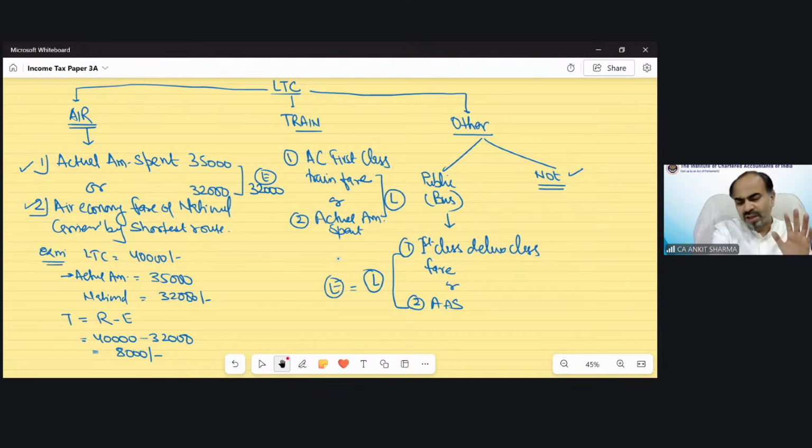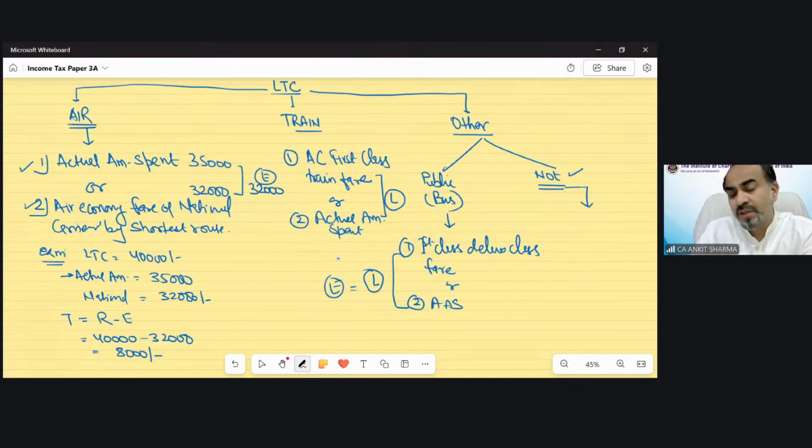So you can see in all these 3 provisions till now, one is actual amount spent and the other depends on what kind of LTC you have received. If it is via aircraft, you need to take the economy fare of national carrier and lower is going to be exempt. If it is via train, you need to take the AC first class train fare. If it is by other than train public transport, the first class deluxe class fare you need to take for the purpose of comparison. Everything would be given in the question. So just need to remember the provision.